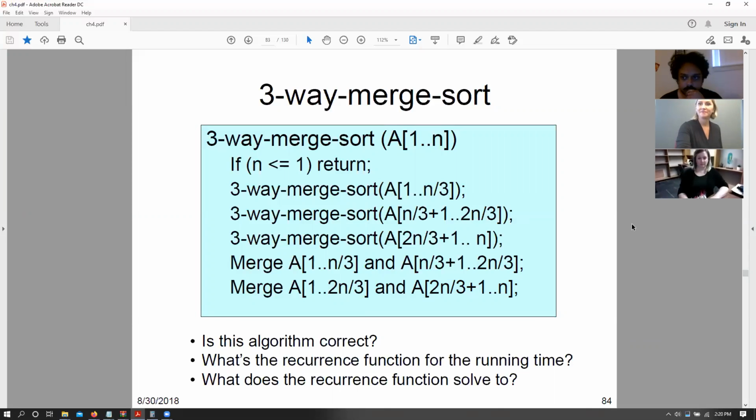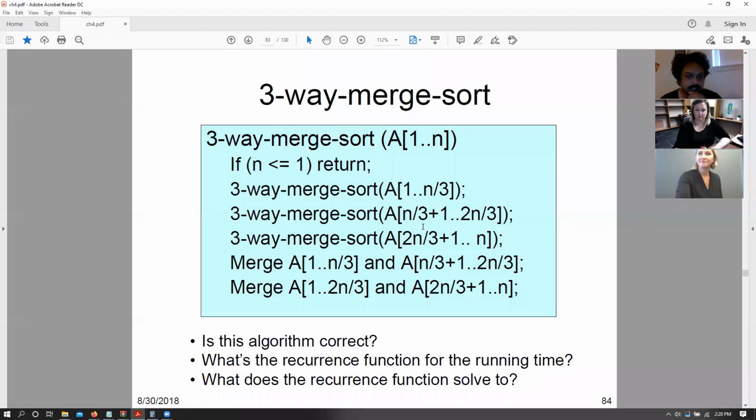Any ideas? Brian, the divide part is correct, that we are dividing it into three parts, but is it going to be plus 2? Does merging require a constant time complexity of 1, or does merging require a time complexity of something else? Exactly, right. It is going to be 3T(n/3) plus n.